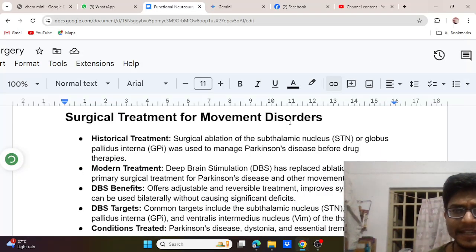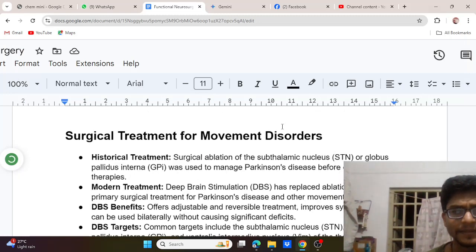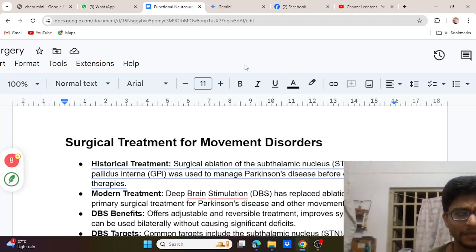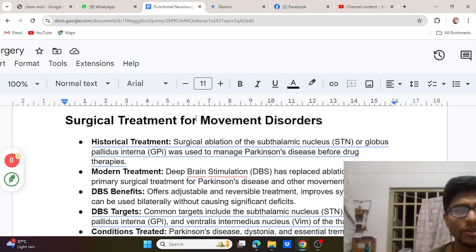And now we'll be seeing some details of the movement disorders.